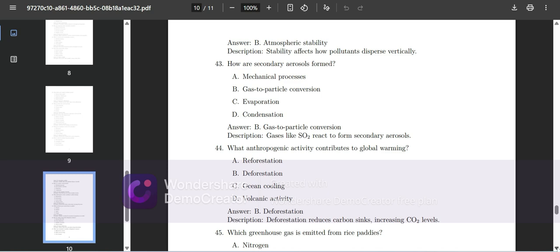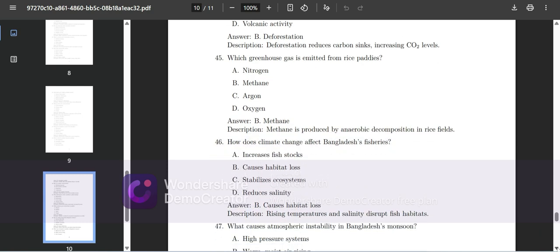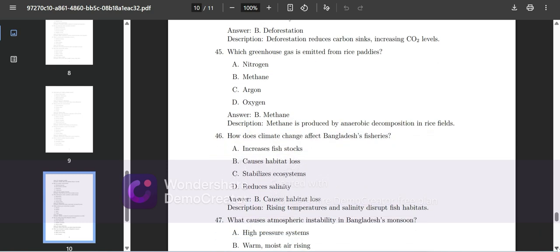What anthropogenic activity contributes to global warming? Deforestation. Deforestation reduces carbon sinks, increasing carbon dioxide levels. Which greenhouse gas is emitted from rice paddies? Methane. Methane is produced by anaerobic decomposition in rice fields.